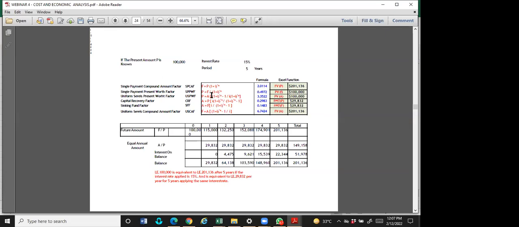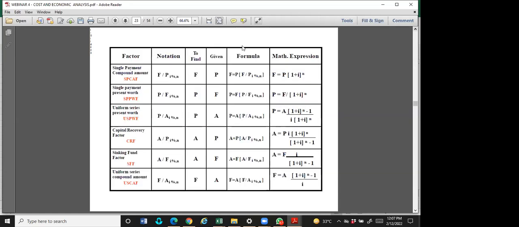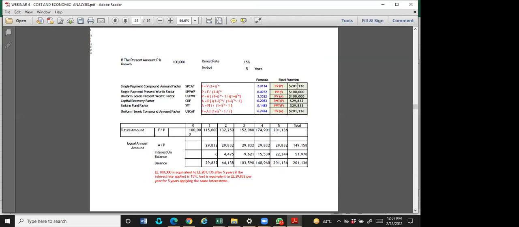So this is 2.1. If you multiply 2.14 by 100,000, remember our formula: you multiply the factor you got from the interest table, which is 2.11, by the given present value, which is 100,000. You are now going to get 201,000. I think it makes sense. It means if you borrow money from the bank at 15%, after 5 years the amount you borrowed has doubled, period.